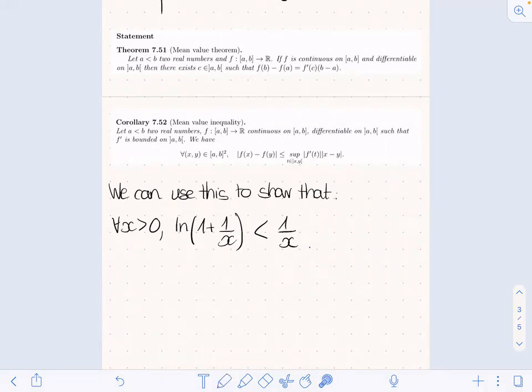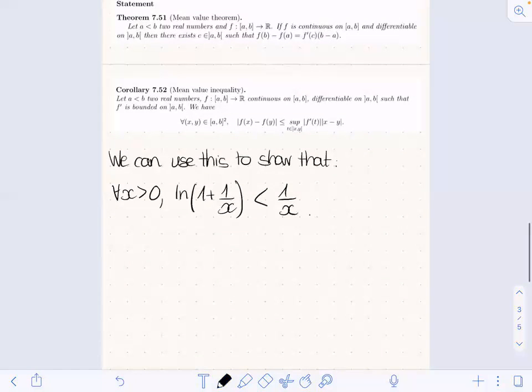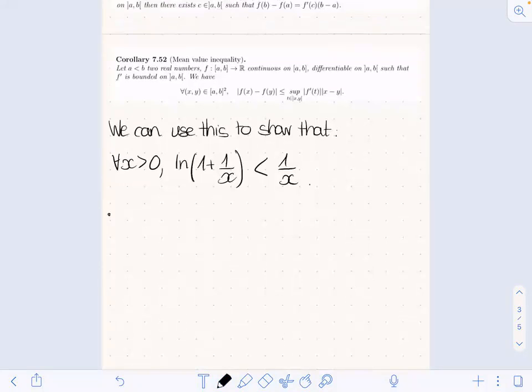And we're going to use this inequality to do it. So one first thing that we can note is that we can rewrite this. If x is positive, can we say anything about the sign of this term? It is also positive. Yeah, absolutely.